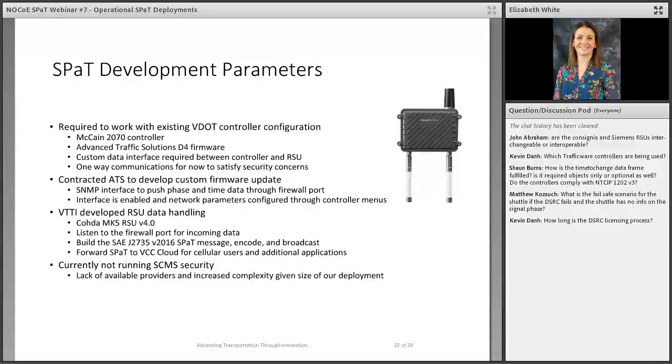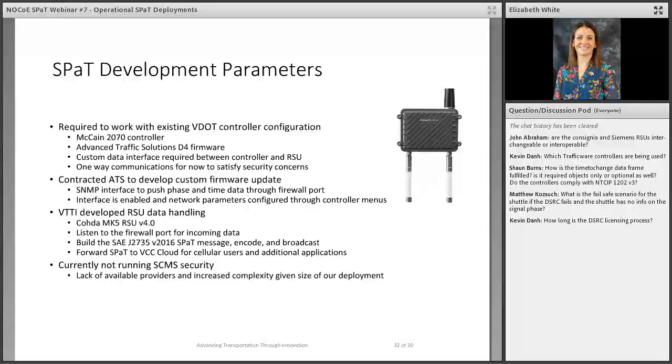So therefore we were constrained to using the McCain 2070 controller, which is running the Advanced Traffic Solutions or ATS D4 firmware. That firmware, when we first started the project, did not have the capability of directly producing SPaT data or the underlying data that could be used to produce SPaT, so we had to develop a custom interface for that. So we contracted ATS to essentially build this interface that will push data through a one-way communications protocol that pushes the data through a firewall to satisfy safety concerns.